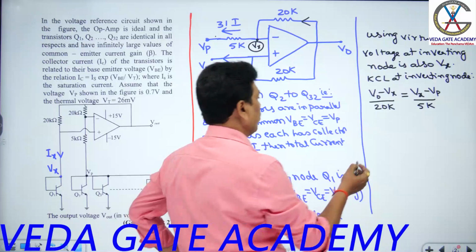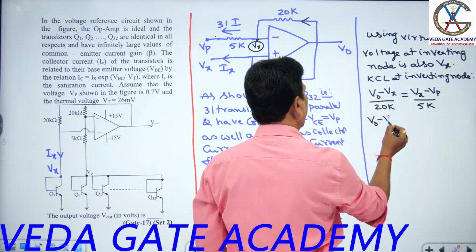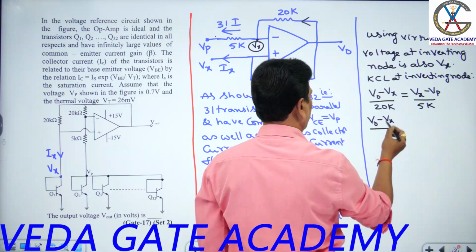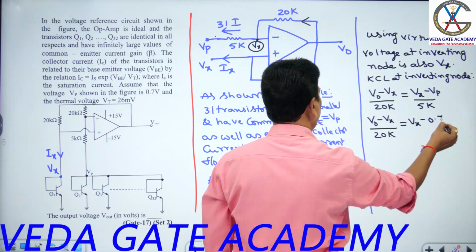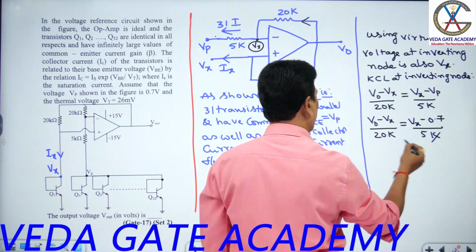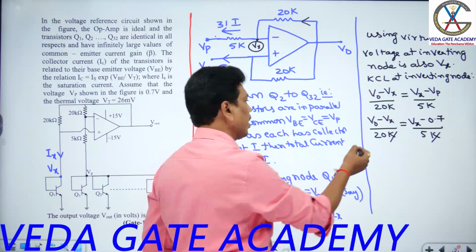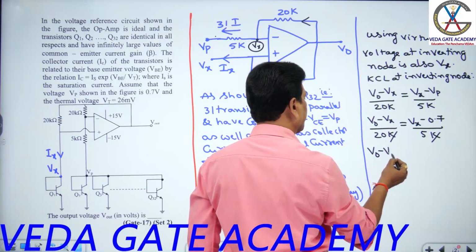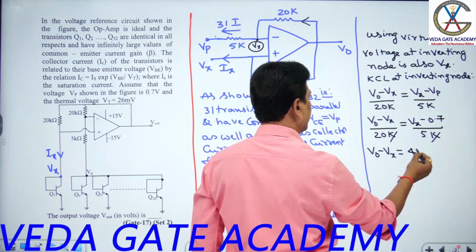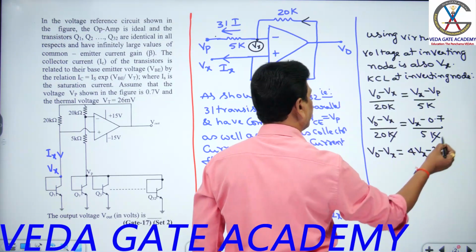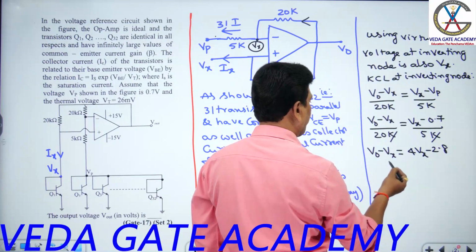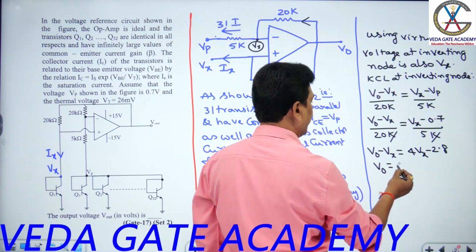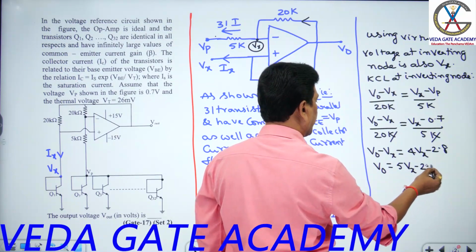So V0 minus Vx by 20k equals Vx minus Vp, which is 0.7 as already given, by 5k. So k cancels out, students. Take 20 to that side. So V0 minus Vx equals 4Vx minus 2.8. Take Vx to that side, that becomes 5Vx. So V0 equals 5Vx minus 2.8.